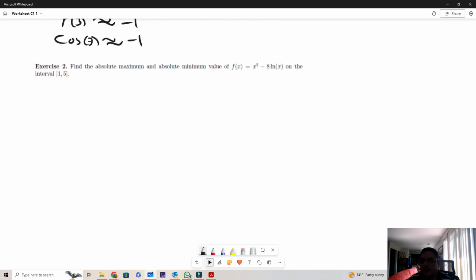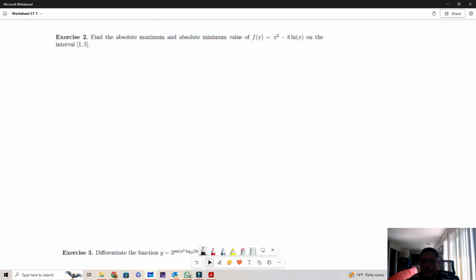Now for exercise number 2, we want to find the absolute minimum and the absolute maximum of the function f of x equals x squared minus 8 log of x on the interval 1 to 5. Remember that when we have a closed interval, we first need to find the critical points. So f prime of x is 2x minus 8 over x, and we need to find where this function is 0 or where it is not defined.